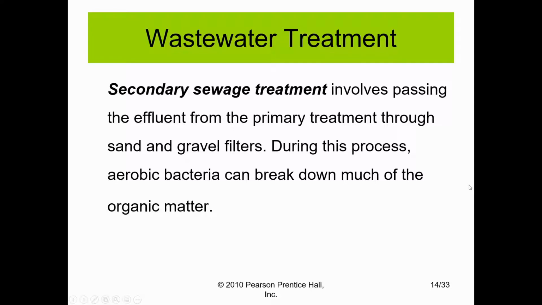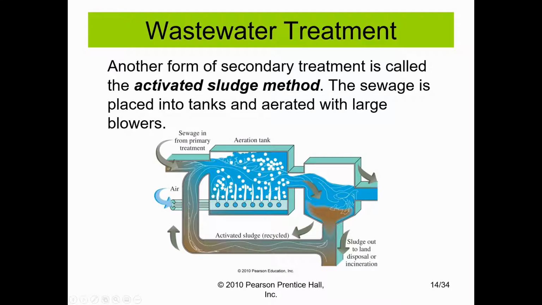The secondary treatment involves a sand and gravel filter to continue removing the largest solids. During this process, bacteria can also be used to break down some of the organic matter that has accumulated. Another form of secondary treatment exists called activated sludge. In this method, tanks are aerated with large blowers. The aeration allows the activated sludge to separate from the clean water and aerates out some of the smells that are contained within the water.